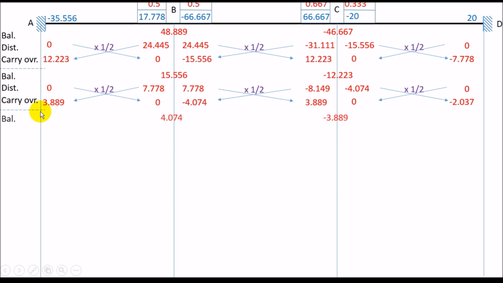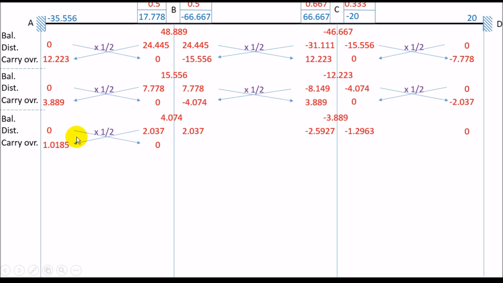Now we'll go for the third iteration. Again first is balancing. So this is my unbalanced moment here, I'll balance it. Again here this was an unbalanced moment, I have balanced it. Second is distribution. I will multiply this by its distribution factor to get the distribution values or the contributing values. Again I'll multiply this by its respective distribution factors to get the contributing or distributing values, and here of course it's 0. Third step is carry over again.